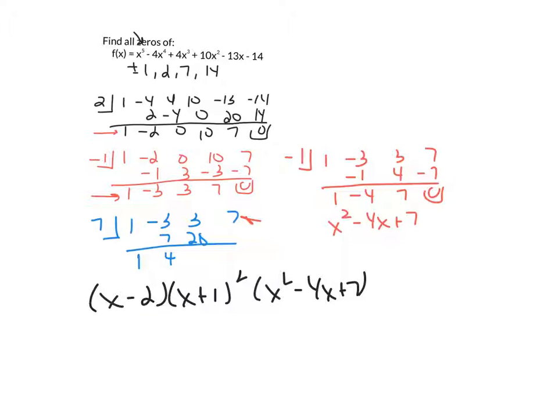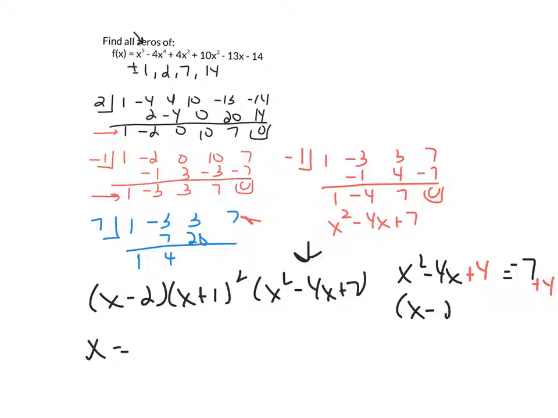So I'm very close to having the whole thing. What I have to do to get my zeros is solve that quadratic right there. So I'm going to come over and complete the square. Move the 7 over here, make it -7. Complete the square: half the middle, square it, add to both sides.